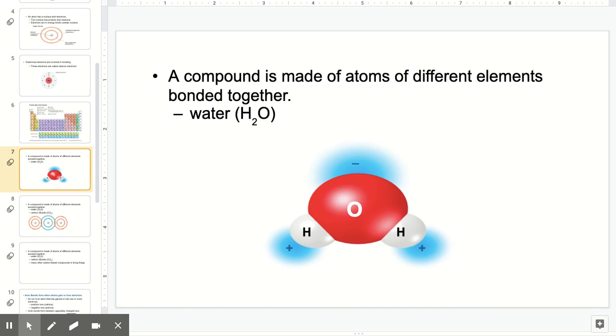When we talk about how these atoms interact, we're talking about atoms bonding together to form a compound. Here in this slide, we see the compound water. We know it is a compound because it has different elements bound together. So it has hydrogen and oxygen, and they're bound together. Water has a really unique shape, which we're going to talk about later on as well. And in that shape, there are some really cool properties of water.